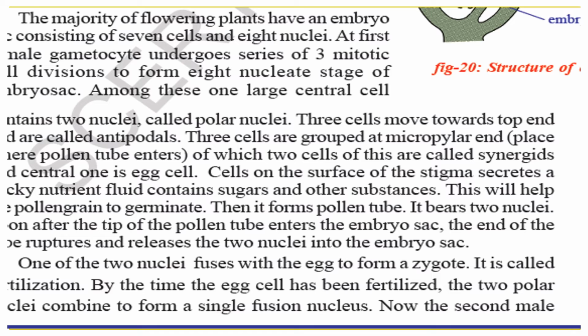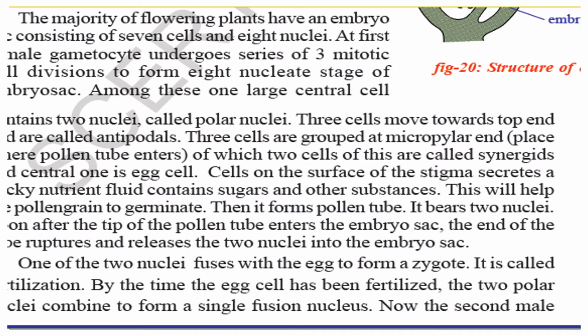Cells on the surface of the stigma secrete a nutrient fluid containing sugar and other substances. This will help the pollen grain to germinate. Then it forms a pollen tube. It bears 2 nuclei. Soon, at the tip of the pollen tube, what happens? It enters the embryo sac, ruptures, breaks down, and releases 2 nuclei into the embryo sac. Of the 2 nuclei, one fuses with the egg to form a zygote. This is called fertilization.